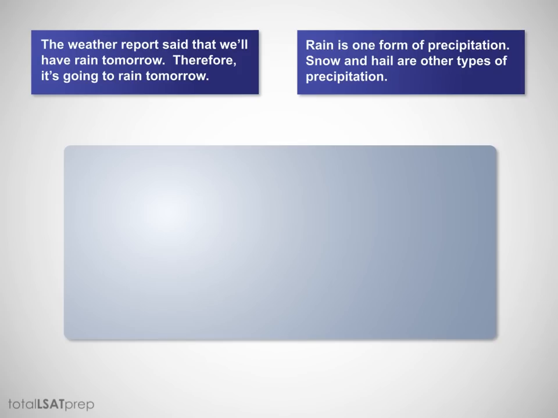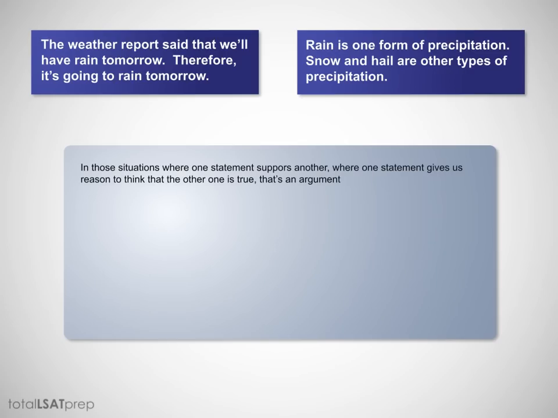The first passage is organized so that the first statement gives us reason to believe that the second statement is true. The first statement supports the second. But we don't see any similar relationship in the second passage, where neither of the two sentences support one another. They don't give any reason to believe that the other one is true. In those situations where one statement supports another, where one statement gives us reason to think that the other one is true, that's an argument. The first passage is an argument, and the second is just a collection of statements.